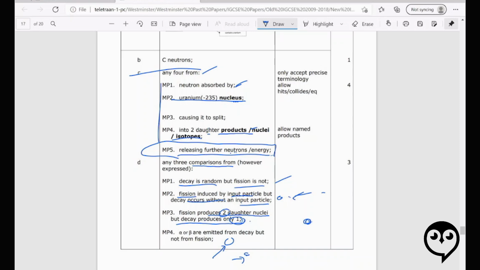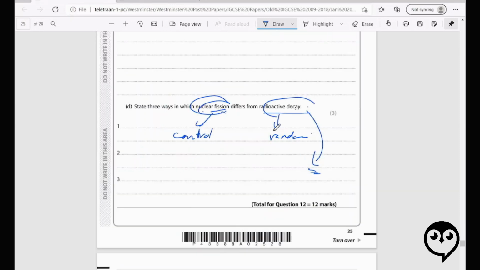A little bit below what I was thinking, but that's a very simple answer you can give. And what's this? Alpha or beta are emitted from decay, but not from fission. Oh, yeah. The only thing emitted from fission is neutrons. Alphas and betas are emitted from radioactive decay. So that's another fairly straightforward one there. Okay. I think I probably only got 2 out of 3 there.